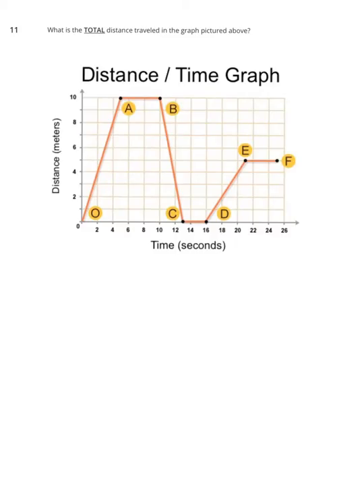More problems. What is the total distance traveled in the graph pictured below? So the best way to tackle a problem like this is to break it down one segment or one section at a time. So we start out here at 0 distance and 0 time, and we're just concerned with the total distance. Alright, so to go from point O to point A, that's a distance of 10 meters.